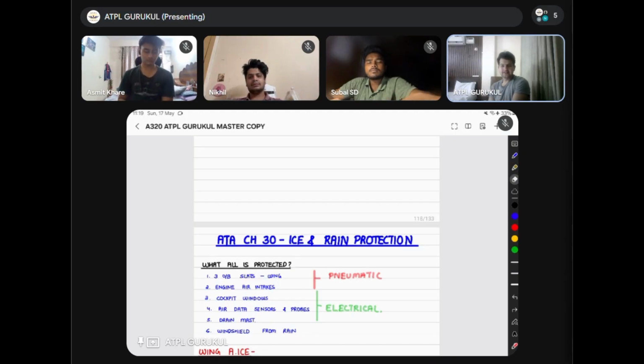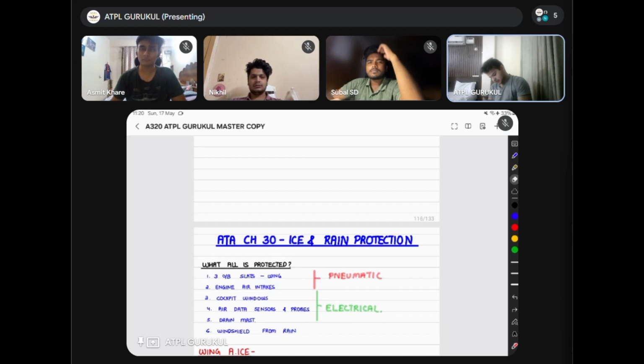So icing, anti-icing and heating will be the bigger portion of the chapter. Rain will be the smaller portion of the chapter. Okay, it's predominantly about ice protection, not about rain protection. The first DU tells you how it helps you: it just helps us in icing conditions and heavy rain. That's all it tells you. Nothing else, right?